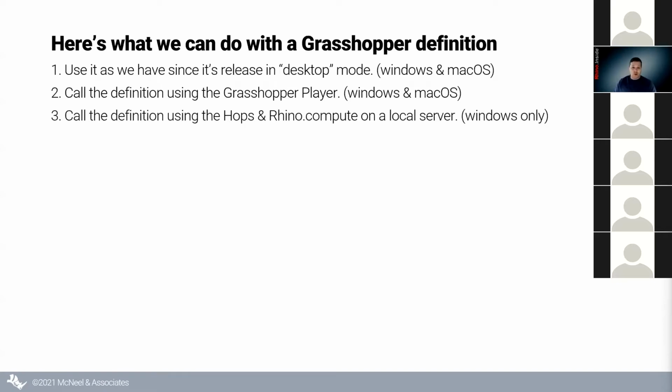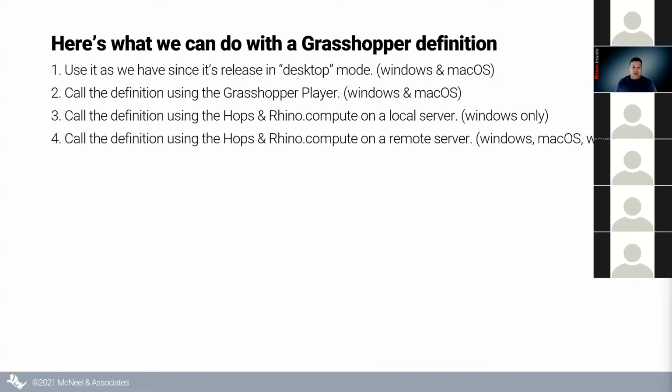We can also call a definition or a function by using Hops and Rhino, and that's sending data back and forth between a local server. So we'll look at that. And you can also call a definition from Hops and Rhino on a remote server. So it's local, meaning you're running a server on your own computer. A server is just another computer program which is doing something.